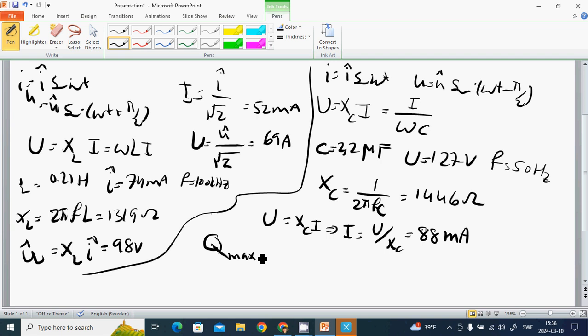Q max equals to C U hat, and U hat is U multiplied by 2 squared. It is C 2.2 10 minus 6 multiplied by U 127 2 squared, and it is 0.4 millicoulomb.